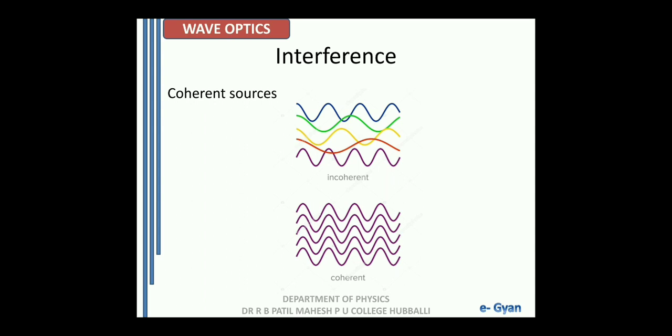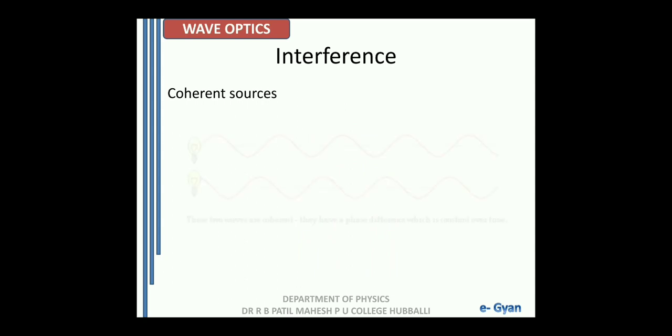Now, what do we mean by coherent sources? Let us take a rough idea. I have two comparisons. One is called incoherent, which is not coherent. What does that mean? Here I have some 5 waves of different colors, which means that they are of different wavelengths and they are incoherent. The waves are not the same. In the second diagram, all the waves are the same. Therefore, all the waves in the second diagram are said to be coherent.